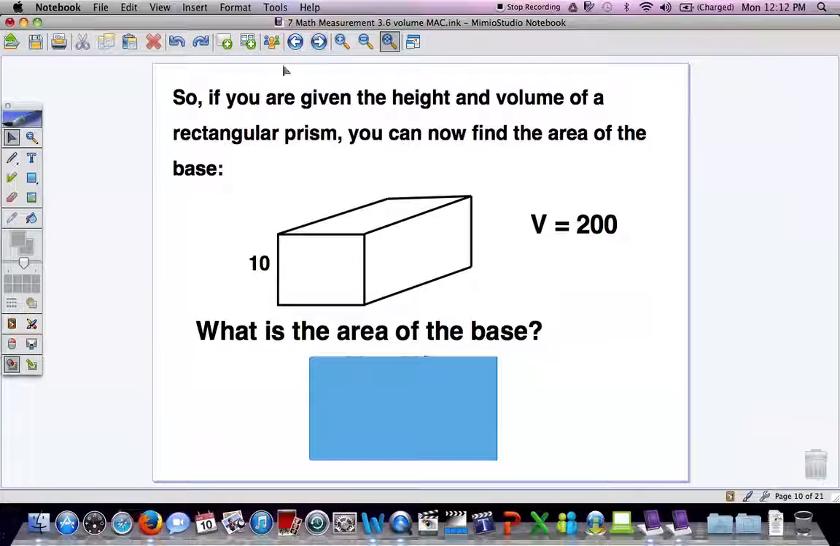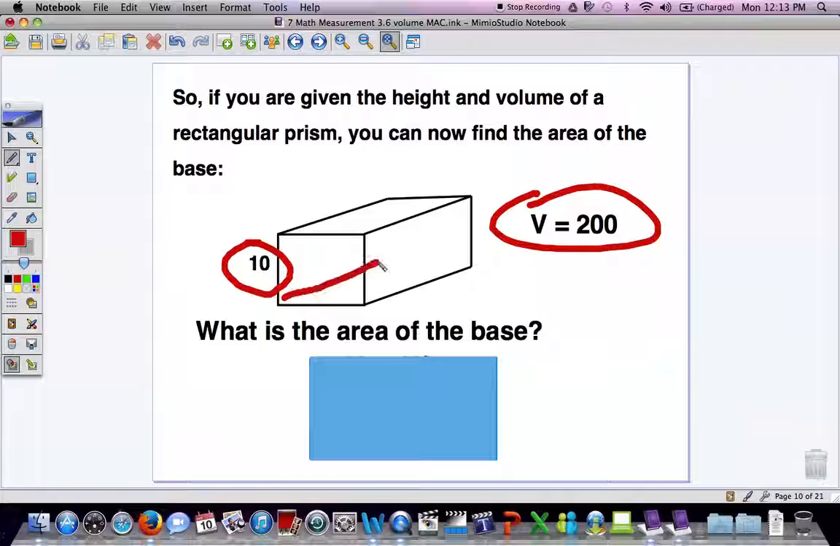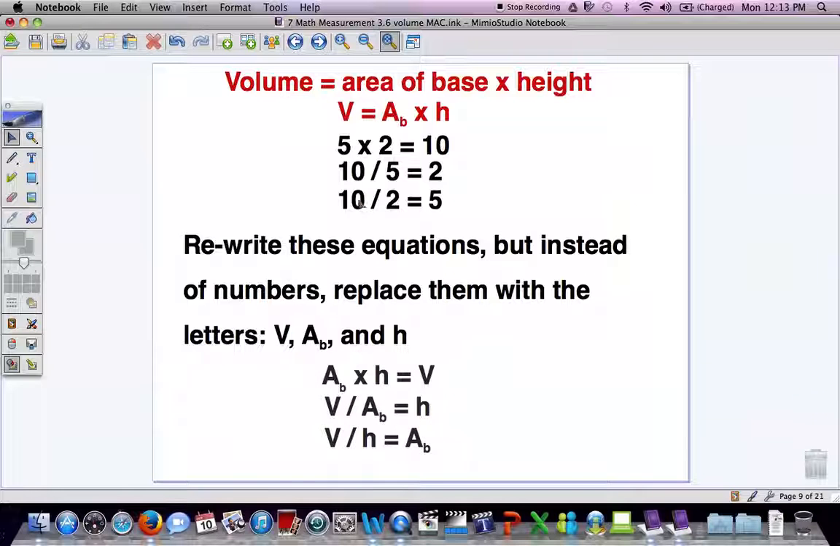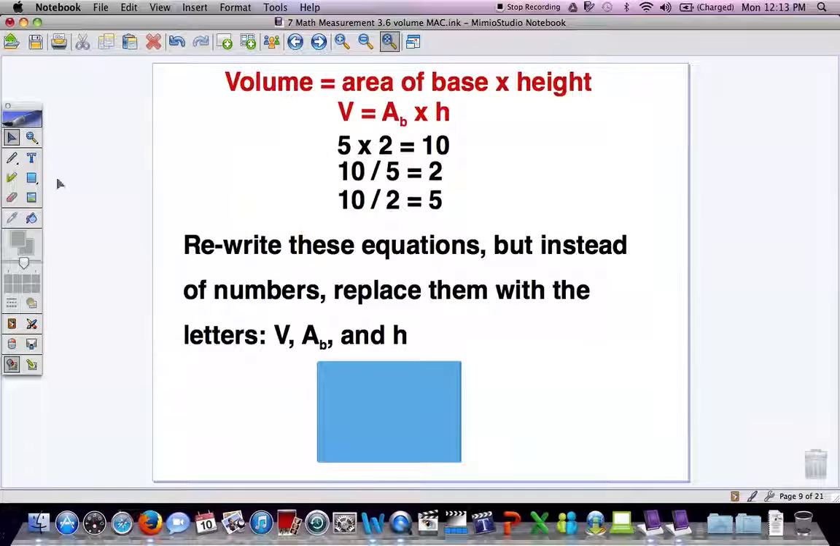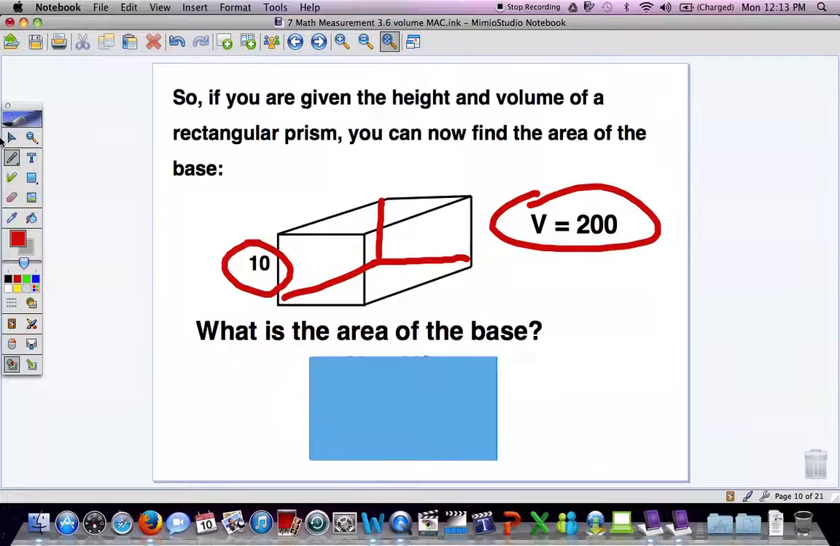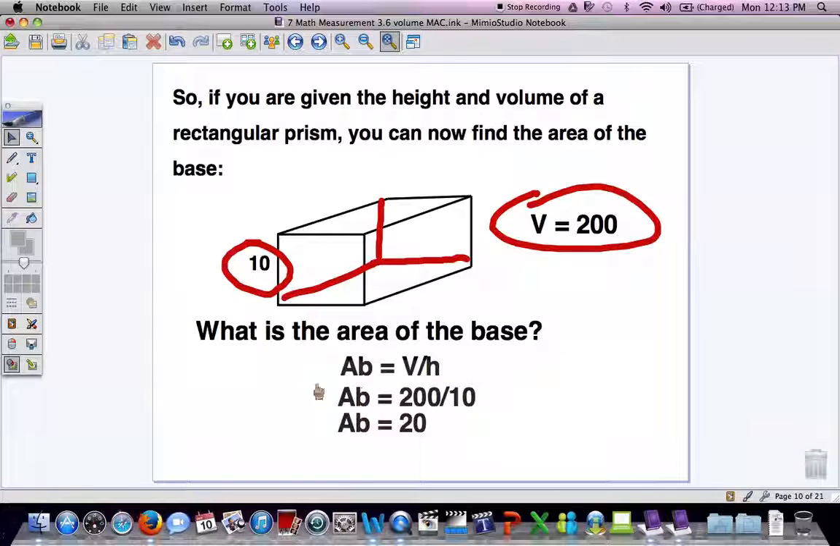Let's put it into practice. I'm given a rectangular prism. I'm given the volume of 200 units cubed, and I'm given the height. I am not given the area of the base. But I don't panic, because I remember from the previous slide that I'm missing the area of the base. I'm looking for the area of the base. Well, the area of the base formula is this one, volume divided by height. So let's try that. Area of the base is volume divided by height, or 200 divided by 10. The area of the base is 20 units squared.